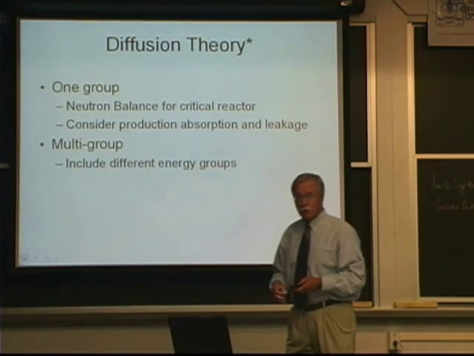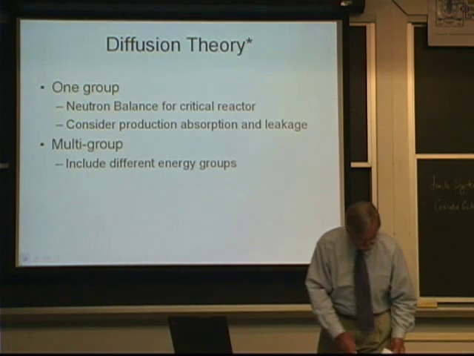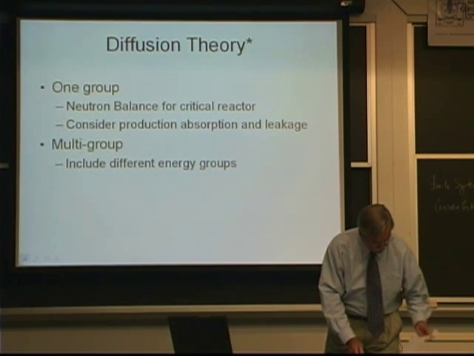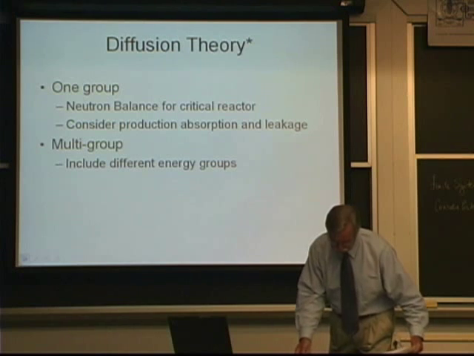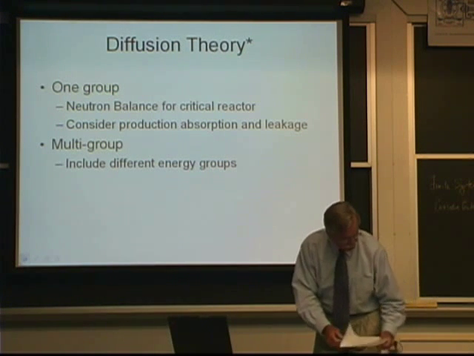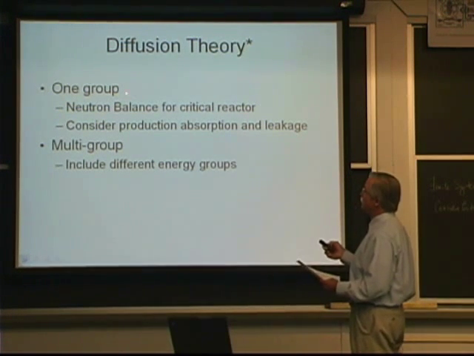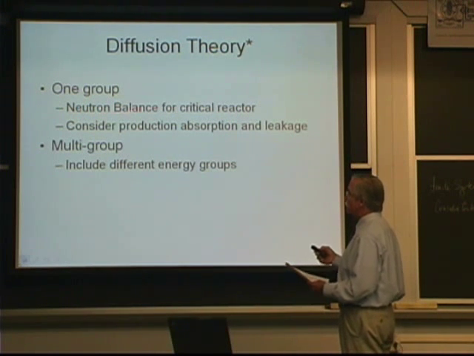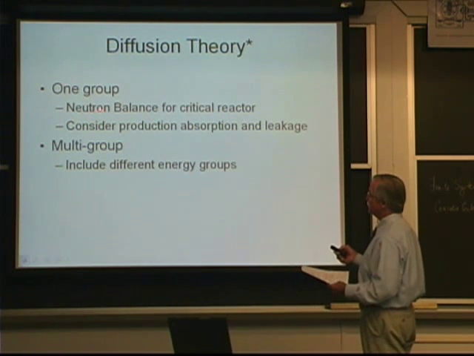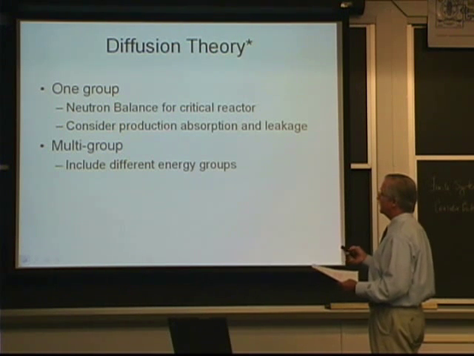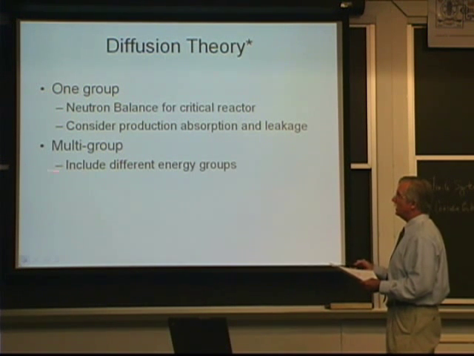Let me now touch a little bit on diffusion theory, because this is the way people normally do reactor analysis. Diffusion theory has as its basis some fundamentals that we'll just quickly go over here. Okay, now we're going to talk about diffusion theory. This is how we keep track of neutrons in terms of production, destruction, and leakage. It's essentially a neutron balance for a critical reactor, and it does consider all of these phenomena. And you can do it in one-group theory or multi-group theory.